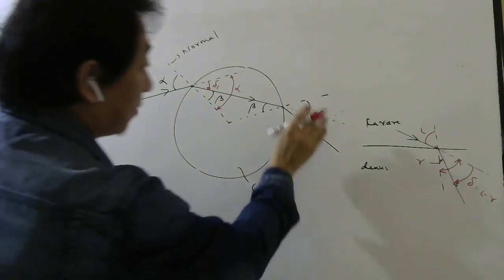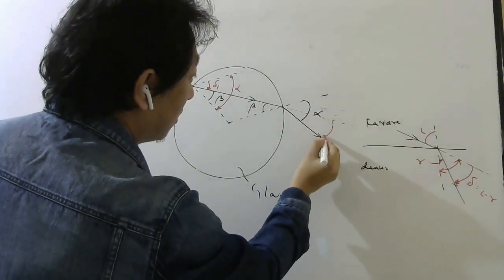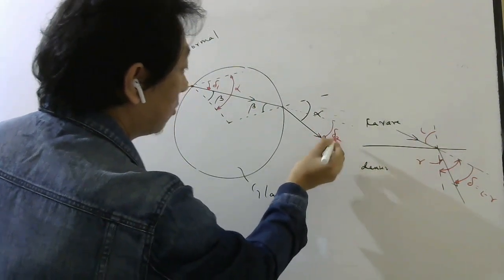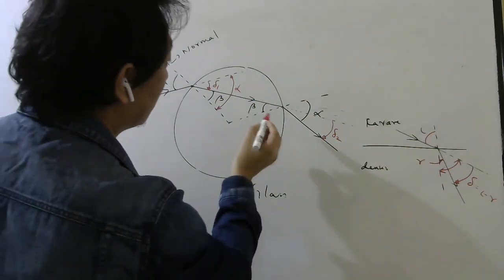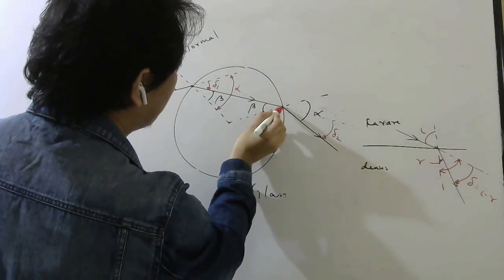Right? So it has bent this much. So this is your deviation here, delta 2. What will be that deviation? Same, only same. Extend this line.